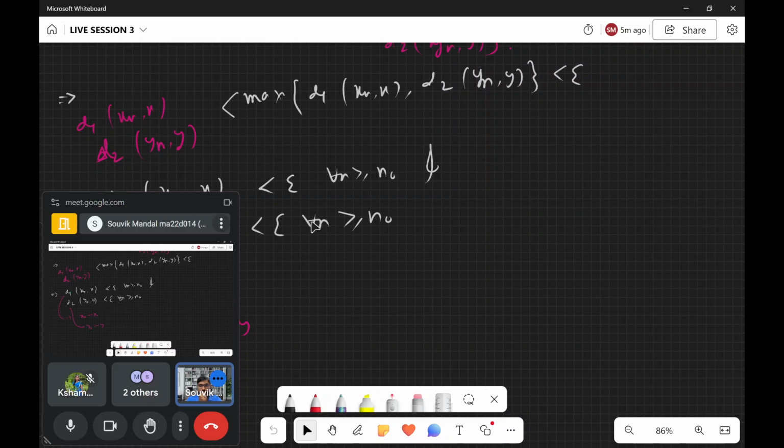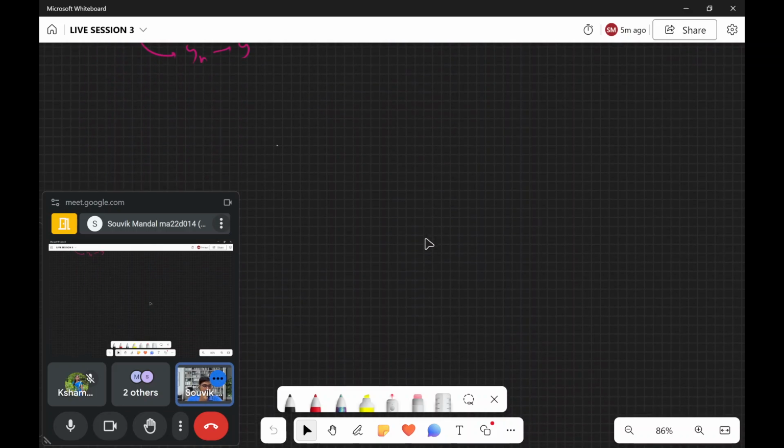Okay, so the first part of this question is clear. Now let's go for the second part. So now, what is the assumption? Suppose the sequence xn goes to x and yn goes to y.